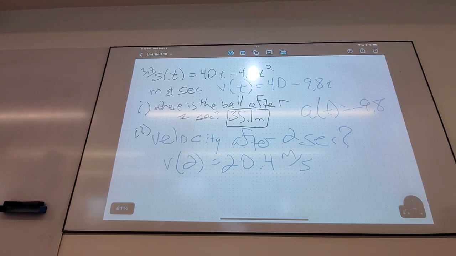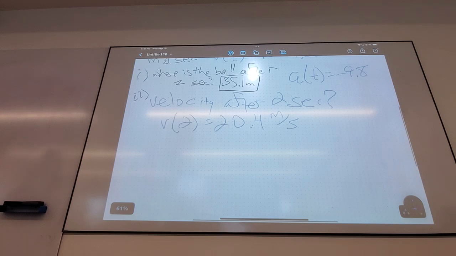Is everybody with me? A lot of the problems in this section will give you a position function. If I were you, I would immediately take a couple derivatives, and then you can answer any little question they ask you. What's the acceleration at 3 seconds? Just plug a 3 into the acceleration function. For this problem, the acceleration at any time is negative 9.8, because we're on the Earth, and that's the acceleration we always experience, right?